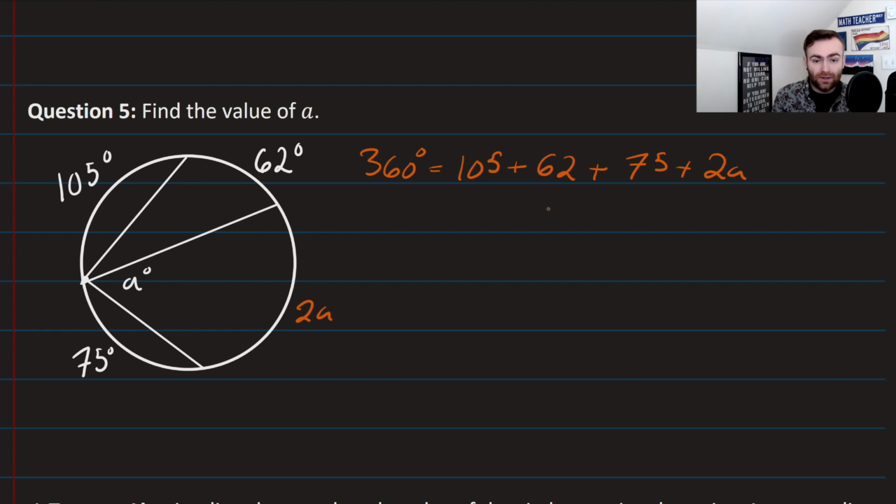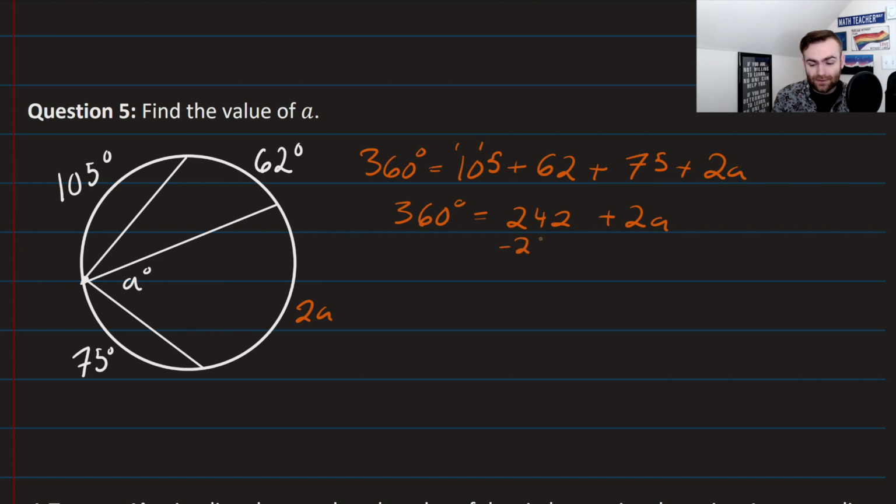So let's add our numbers together. We have 5 and 5 make 10 plus 2 is 12. We have 7 and 6, which make 13, plus 1 is 14. And then we have those two together make 2. So we have 242 plus 2A is equal to 360 degrees.